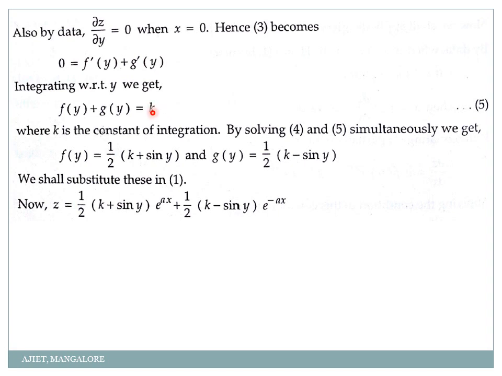Now I got my both equations 4 and 5. So I will solve those two equations. Adding and subtracting, I will get 2 f of y is equal to k plus sin y, or f of y is equal to 1 by 2 into k plus sin y. When I subtract, I will get g of y is equal to 1 by 2 into k minus sin y. Proper? So therefore finally z will be equal to 1 by 2 into k plus sin y into e power ax plus 1 by 2 into k minus sin y into e power minus ax.